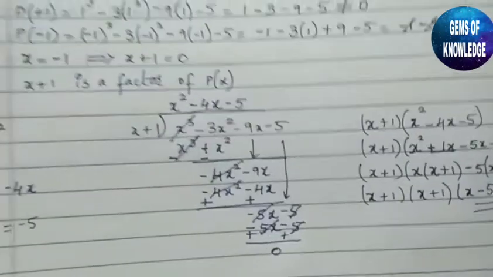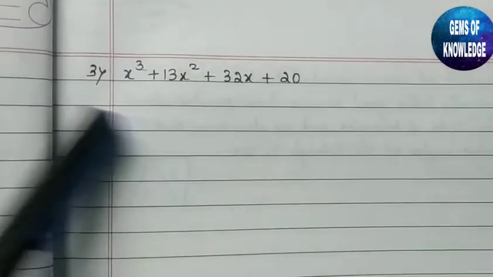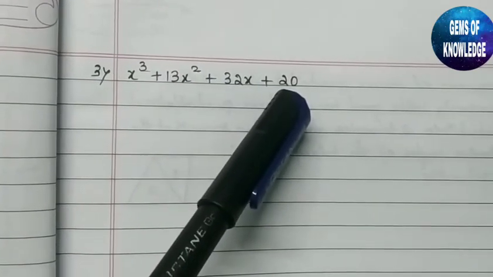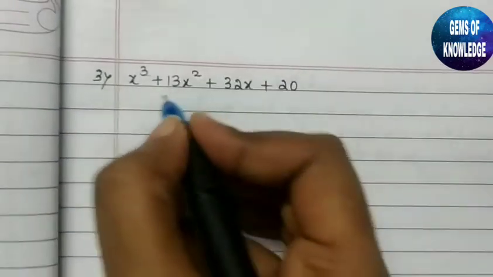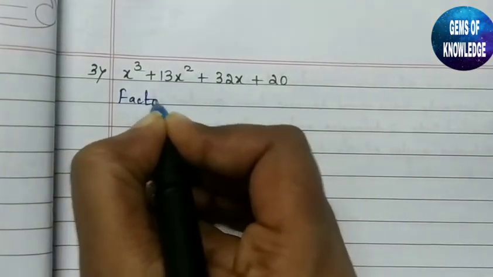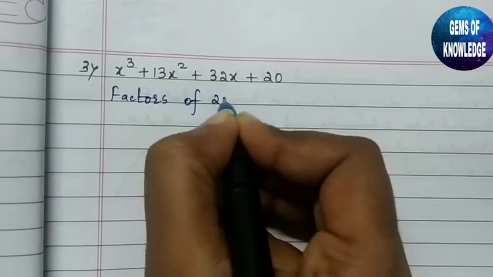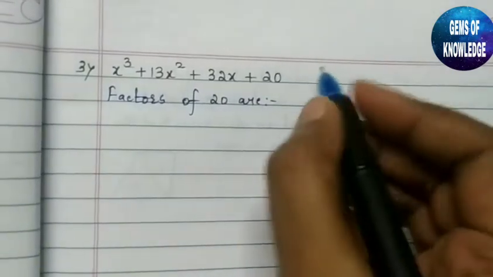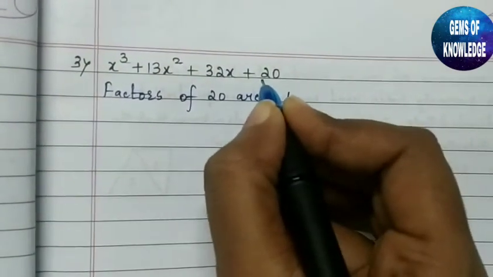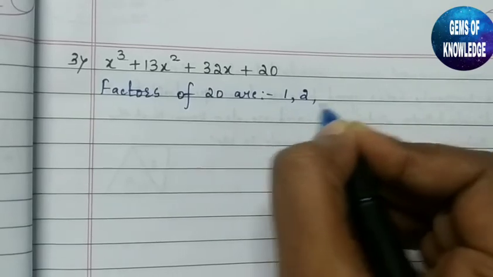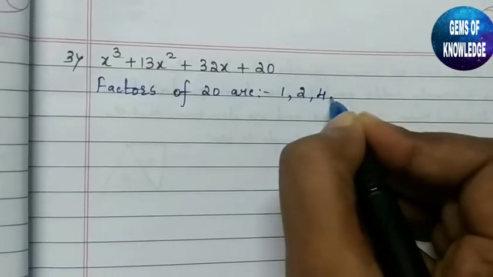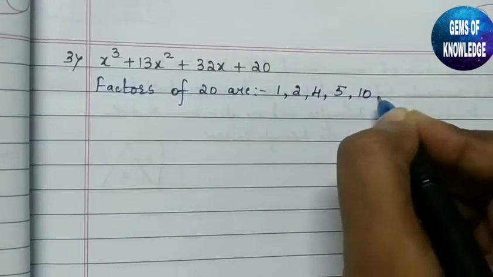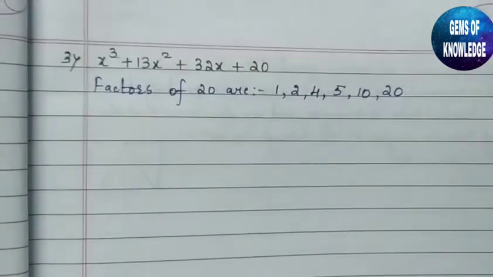So here you can see the third question, x cube plus 13x square plus 32x plus 20. Now we should consider this 20. The factors of 20 are, we will write the factors of 20 first. There are lots of factors, since this is a big number. We will get 1 twenties are 20, then 2 tens are 20, then 4 fives are 20, then 5 fours are 20, then 10 twos are 20, and again 20 ones are 20.